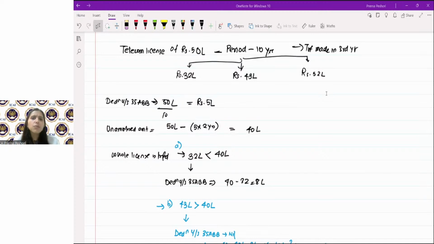Mithun, what about the unabsorbed capital expenditure verification from AY 2020? Should that also be re-verified? I didn't understand your question.